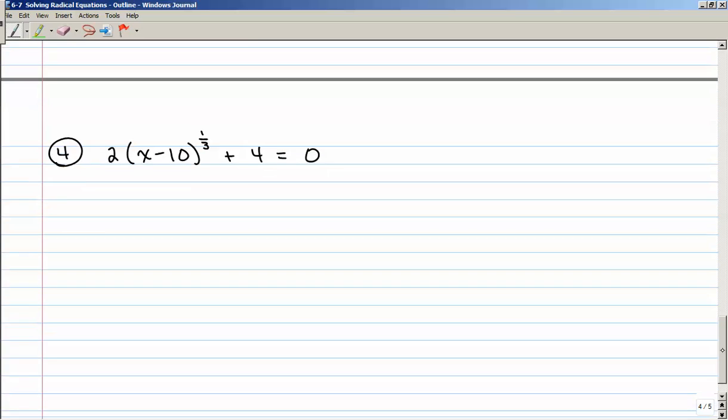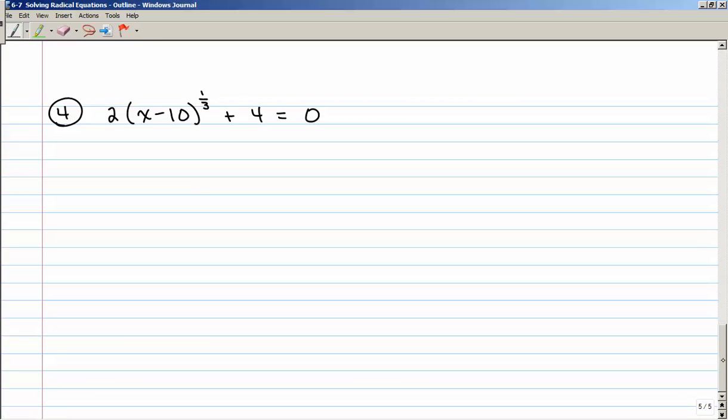And our last example actually doesn't have a radical sign in it. Instead, it has an expression raised to the 1/3 power, which, if you'll remember from the lesson we did on Friday, something to the 1/3 power is actually a cube root. I'm not going to rewrite it as a cube root. I'm going to treat it as the 1/3 power. So I want to get that all by itself. So I will subtract 4 on both sides.